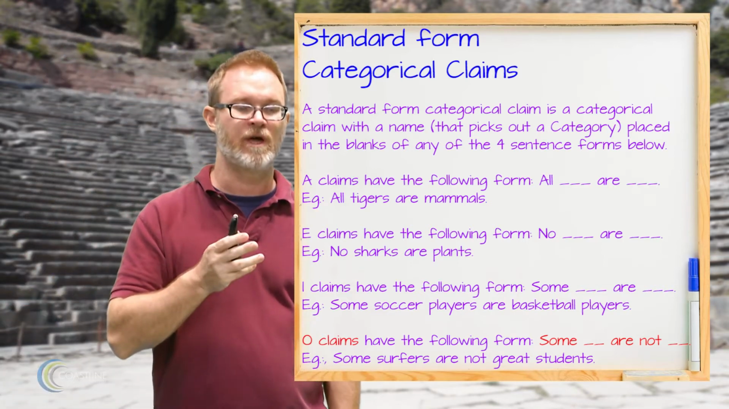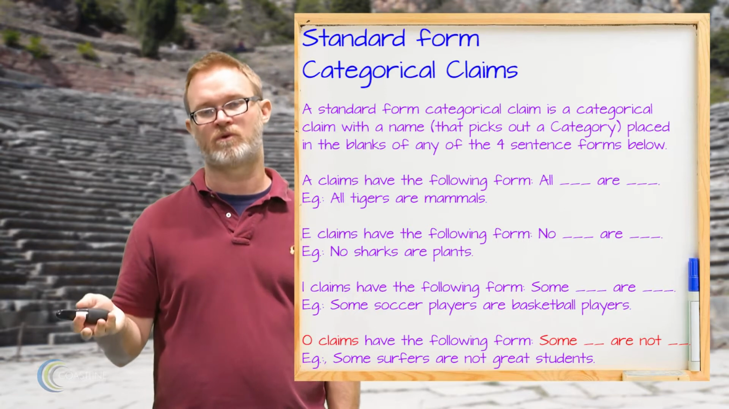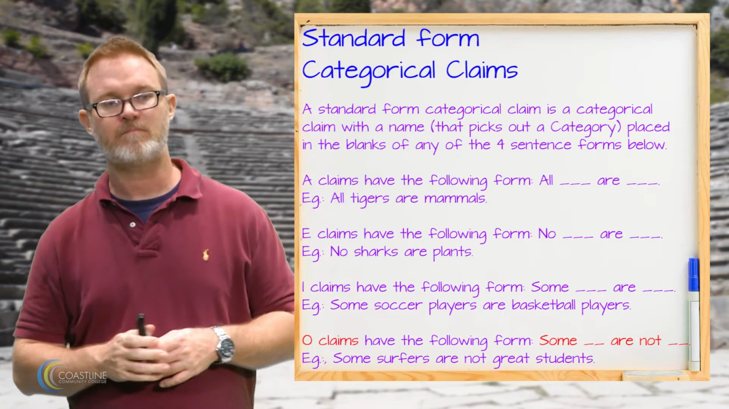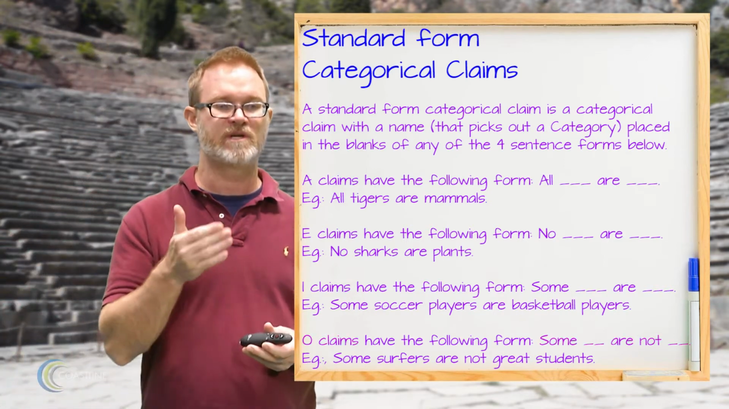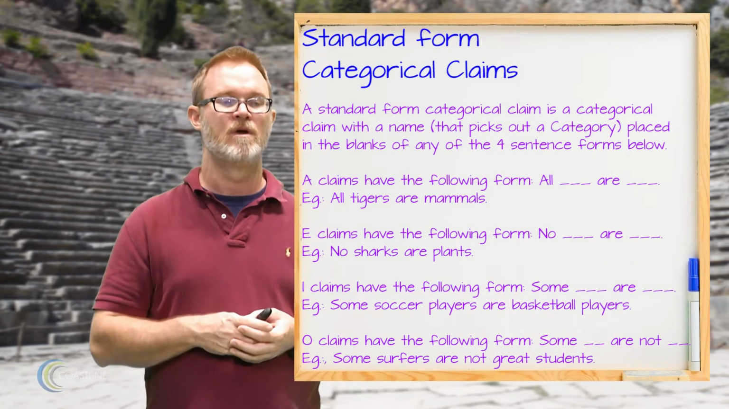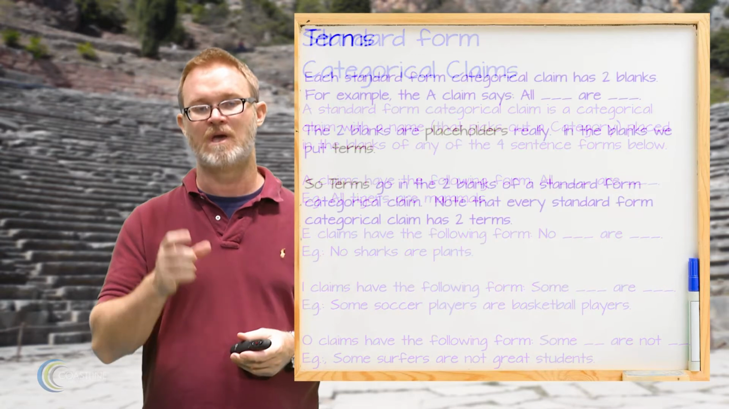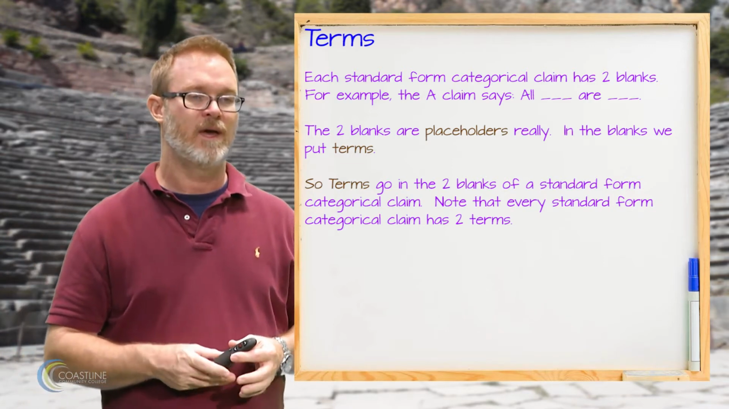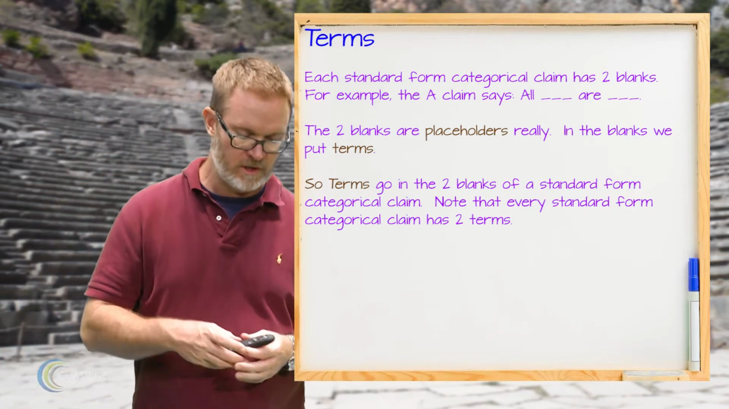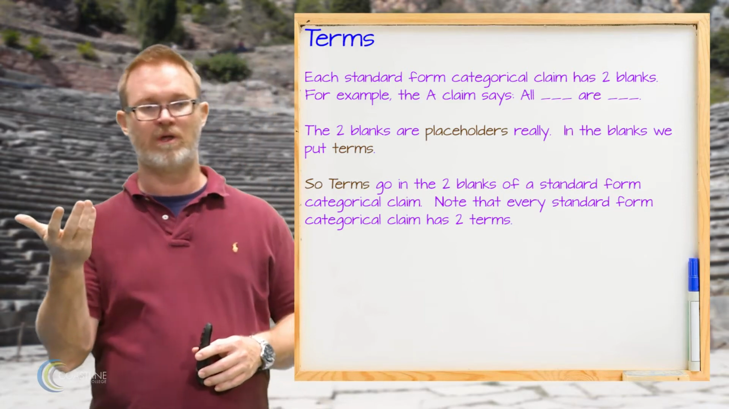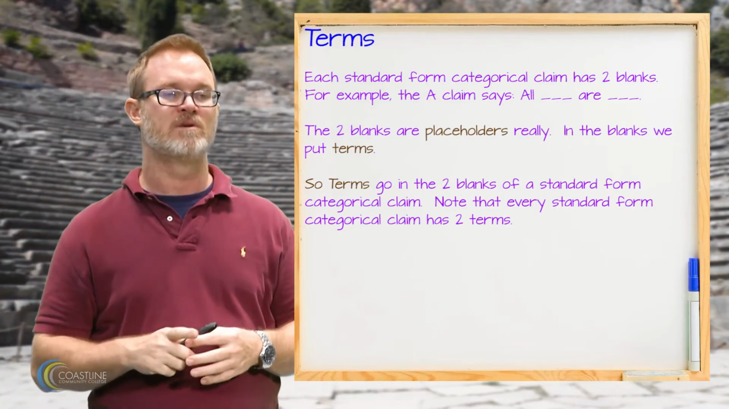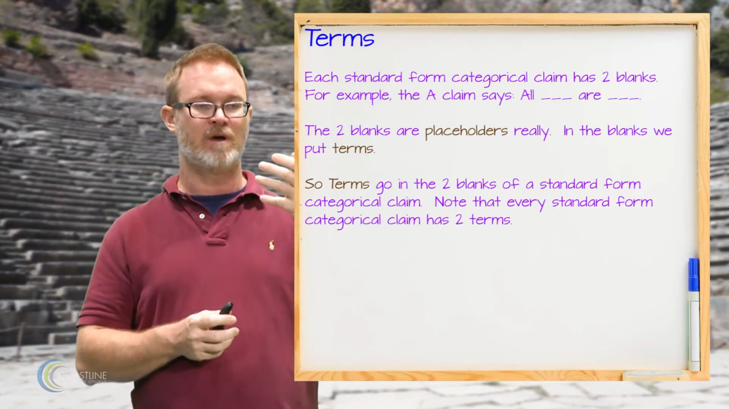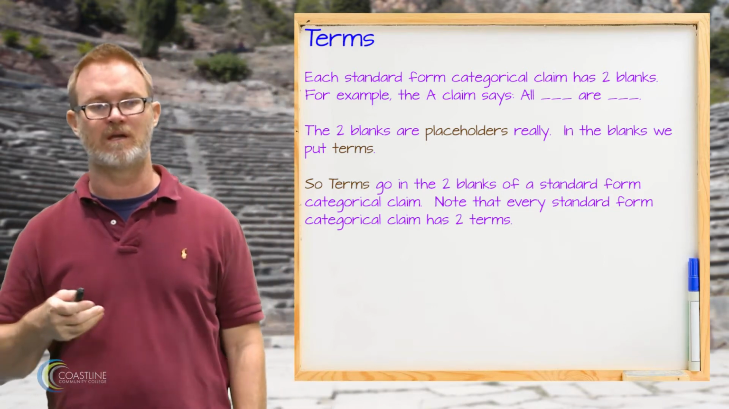Now these are the four types of claims that we have to work with. These are the only four types of claims that our logic can manipulate and handle. Now you can see with each of these four types of claims, they have a certain look to them. So the first thing you'll notice is that each of the four claims has two blanks in it, or two what we maybe call placeholders, right? And I think the way you want to think about those is as what we call a term. So a term goes in those blanks. So you know that with every standard form categorical claim, it has two terms, right? There's a term that goes first, and then there's a term that goes second in the claim.